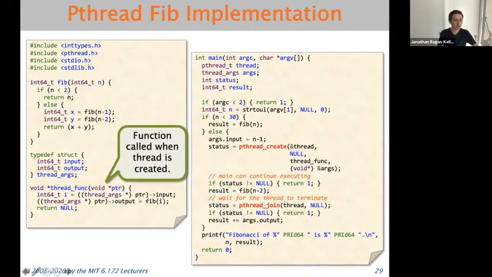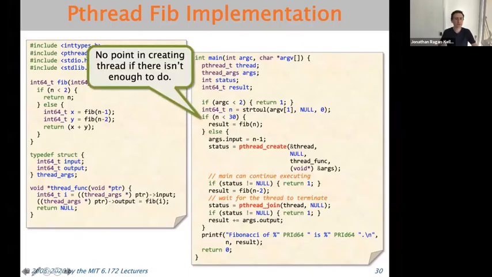This is the function that's going to get called when our thread is created. We're calling it thread func. Again, it's a void star function taking a void star argument. What it's going to do internally is just unpack the input from the argument pointer, pass that to fib, capture the output of fib into the output of the void star data structure, and then return because it's done.